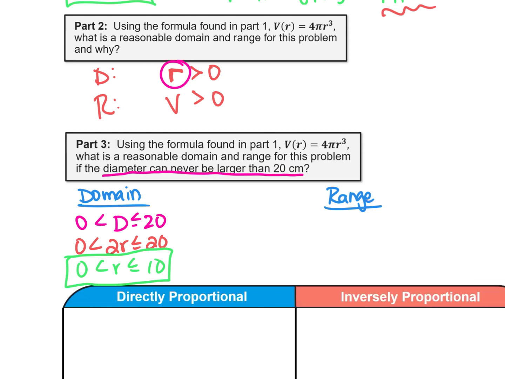So we want it to be greater than 0, but this time we're going to cap it. All right, we don't want the diameter to be bigger than 20, so our radius can't be bigger than 10. Where'd you get the stuff from part 2? Like domain represents radius and range? Because in my problem, my independent variable is R. My dependent variable, which would be my Y, is V.